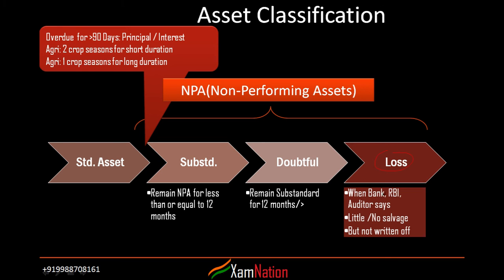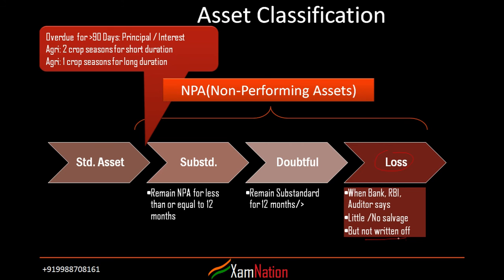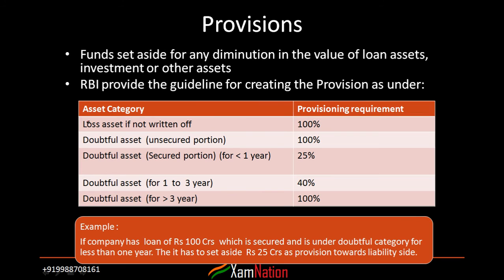Now a loss asset is when the RBI auditor says there is no solvency value, but it is not yet written off. So this is how the asset classification in the bank's balance sheet is done. Now, how are the provisions decided? Depending upon which category the asset lies in, you create the provisions. For example, if the asset lies in the loss category, then 100% provision would be created. For example, a bank has given a loan of rupees 1 crore to someone, and that loan is in the loss category. In that case, the bank will create 1 crore of provision in its balance sheet.